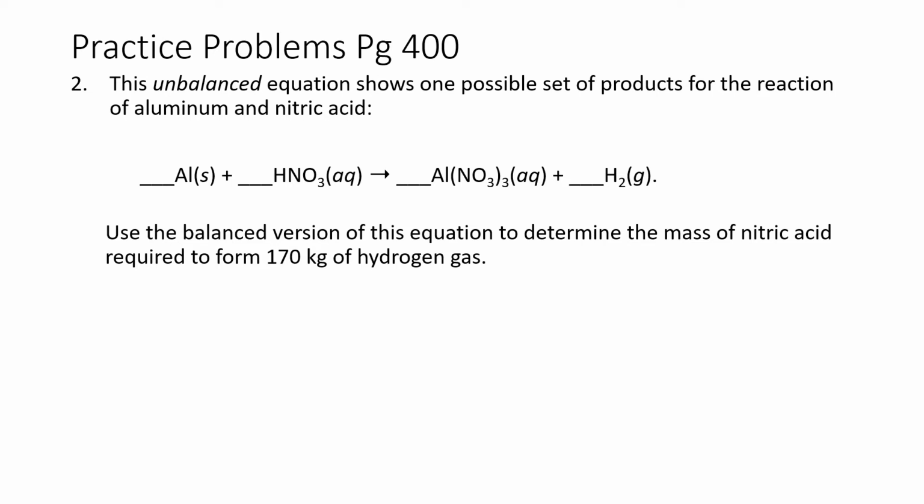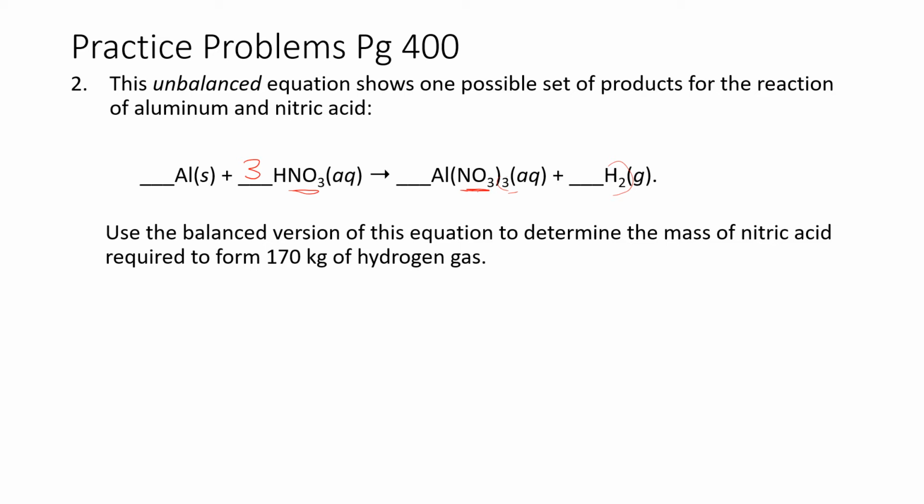So I can see on my right side that I've got 3 nitrates because that 3 outside the parentheses. So I need 3 nitrates on the left. I need 3 of these guys. So I'm going to put a 3 out front. I can see from there that gives me 3 hydrogens. Now that's going to be hard to balance with this H2. So I'm going to probably have to double things.